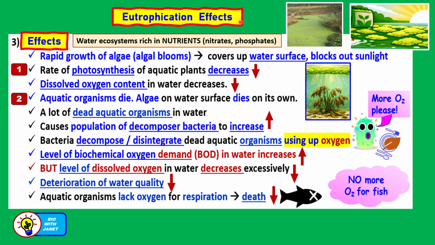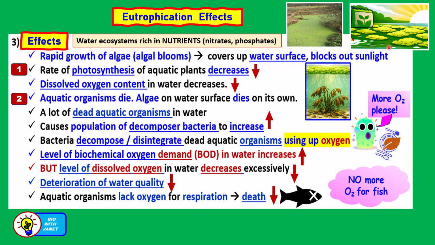So let's discuss the effects of eutrophication again in the form of these notes. First of all, the water ecosystems like lakes and rivers become rich in nutrients, such as the nitrates and phosphates from the fertilizers. So this will lead to the rapid growth of algae, called algal blooms, as shown here. And this forms a green layer that covers the water surface completely, like shown here.